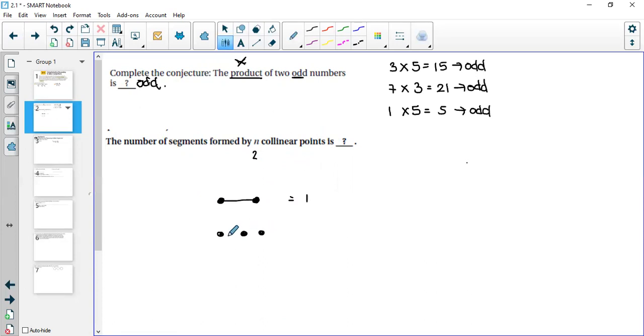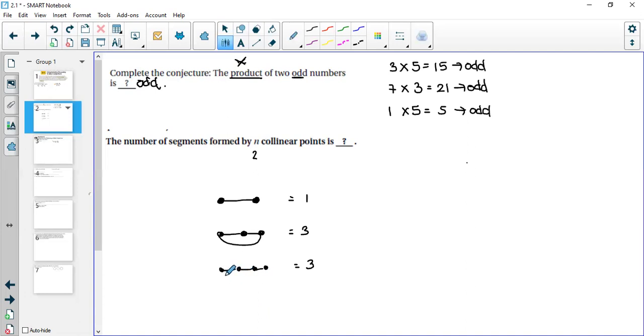How many segments can be formed? 1 segment, 2 segments, and 3 segments. The complete one is also a segment, right? So if there are 3 points, there can be 3 segments. Then the next one, let's try that with 4 points. So here we have 4 points. How many segments can be formed here? This is 1, this is 2, these are 3. So first let me write down 3. Then go on and find out more segments.